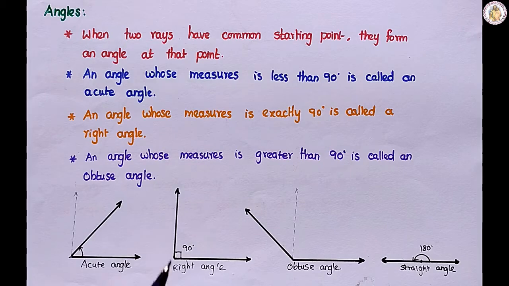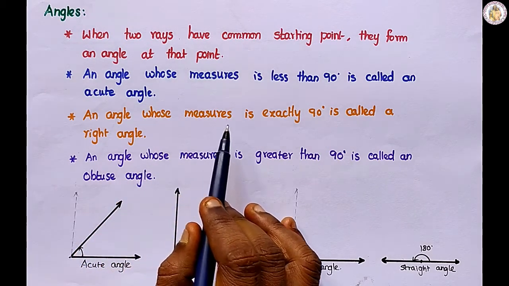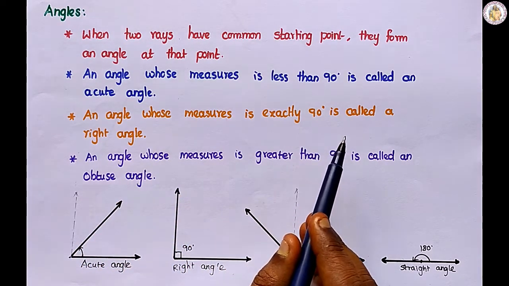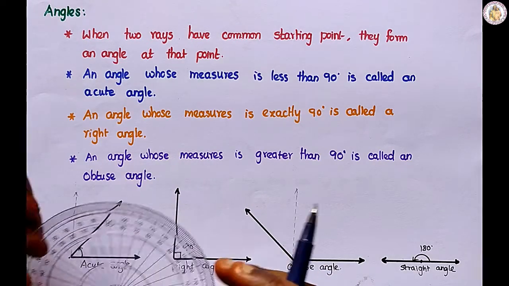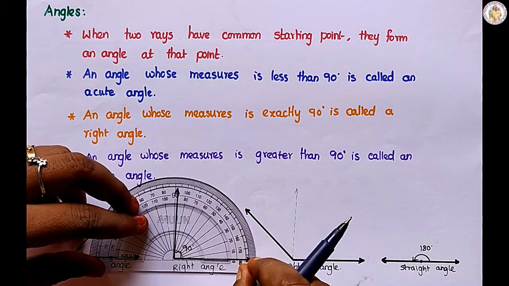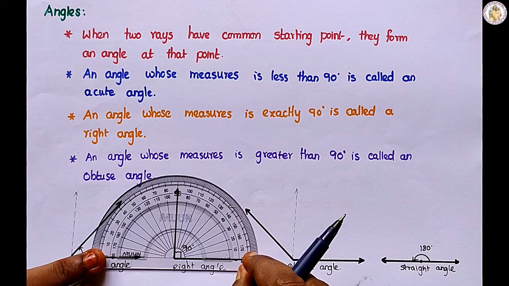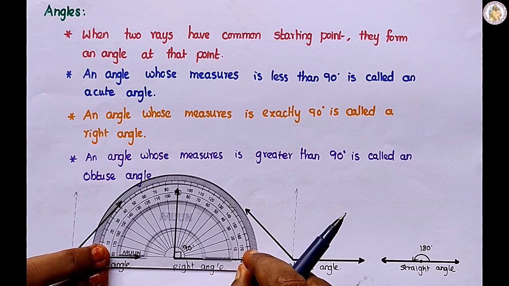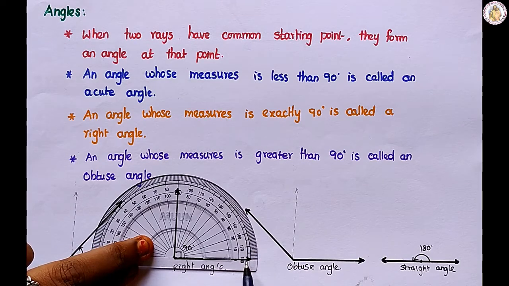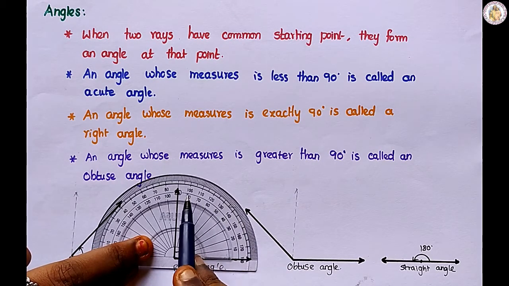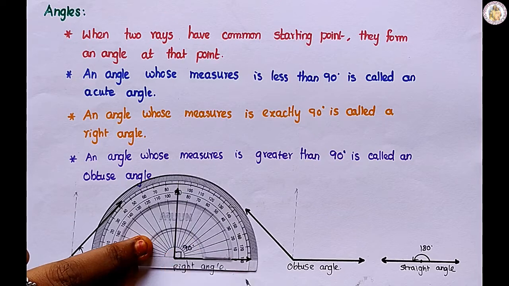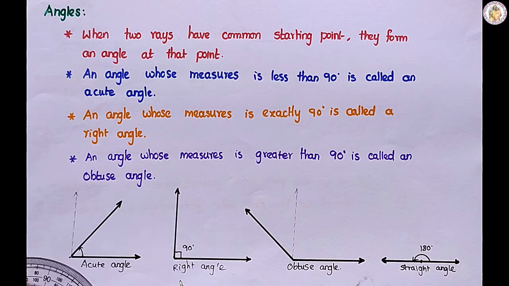And then an angle whose measure is exactly 90 degree is called a right angle. Listen here. Keep the protractor with its center point at the starting point of the two rays. And listen here, from 0 it measures 90 degree. So this angle is exactly 90 degree, so it is named a right angle.